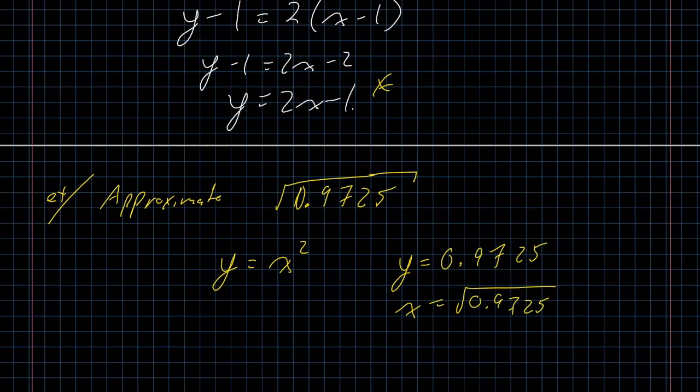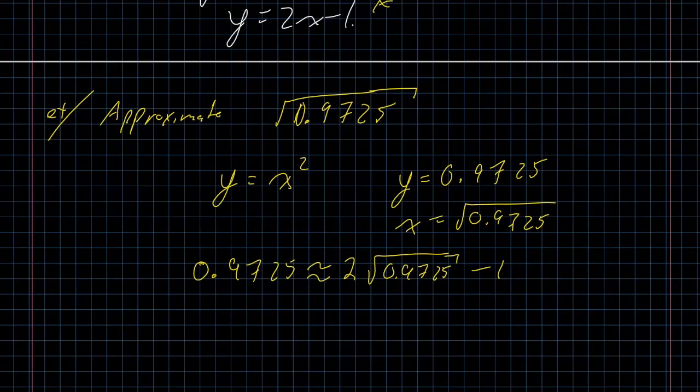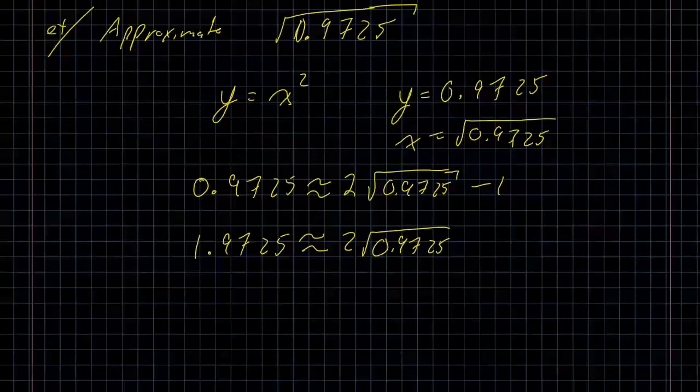So 0.9725 is approximately 2 times the square root of 0.9725 minus 1. Add 1 to both sides of the equation. 1.9725 is approximately 2 times the square root of 0.9725. Right? So that means that 2 times 1.9725, which is not exactly easy, but it's also not that hard. Sorry, not 2 times, 1/2 of.